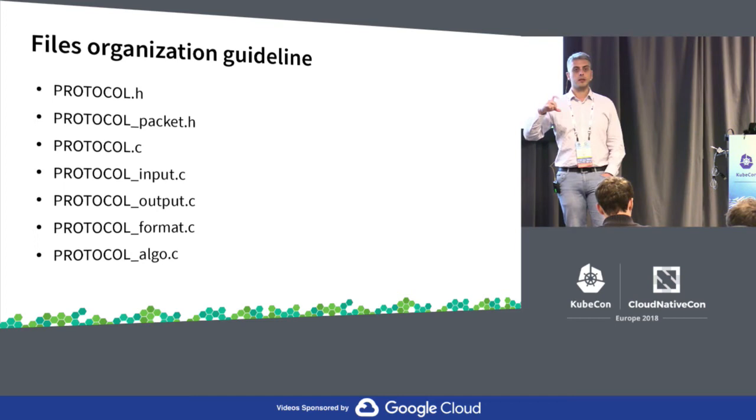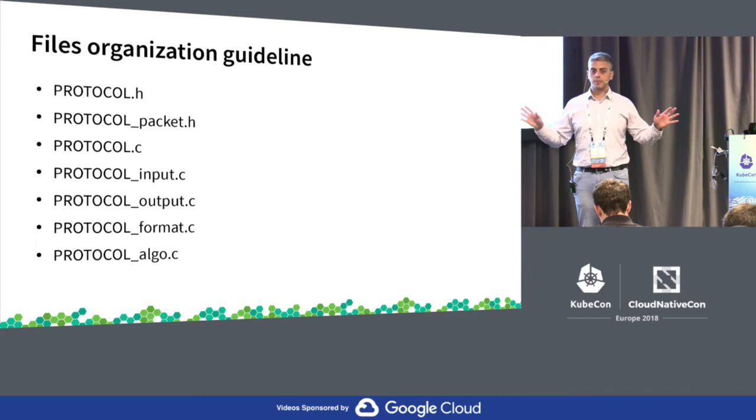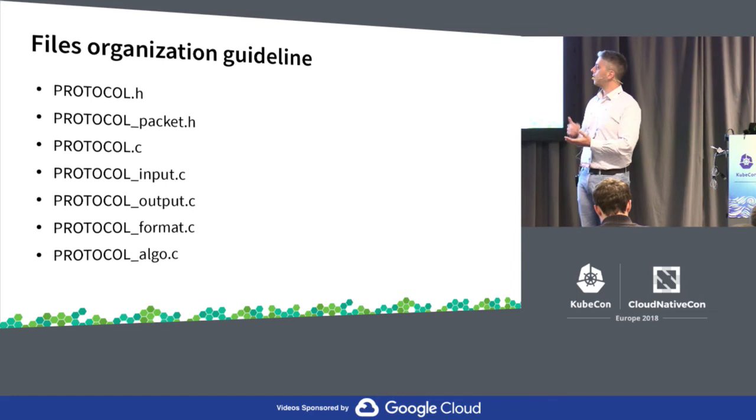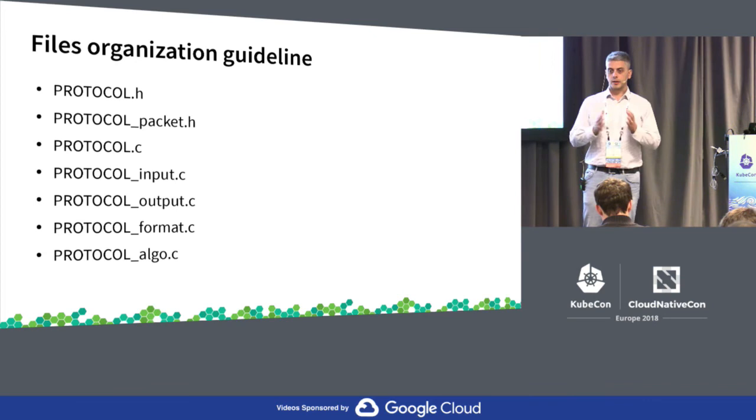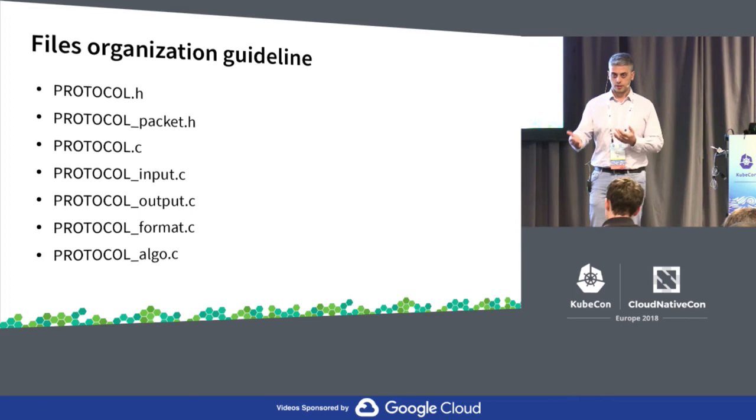Again, this is self-explanatory, the underscore input and underscore output files, which are the two distinct parts dealing with incoming traffic and outgoing traffic. A format.c, which contains all the functions that take care of formatting and unformatting the headers. And again, an underscore algo file, where you may want to add, for example, functionality that's specific to the congestion algorithms used. I think TCP has two or three files for algorithms.